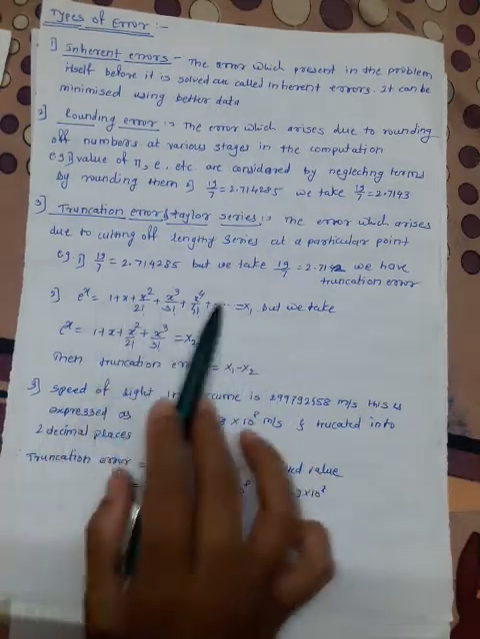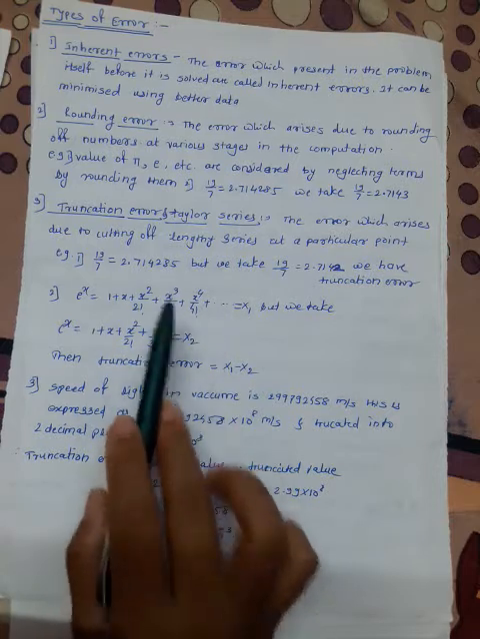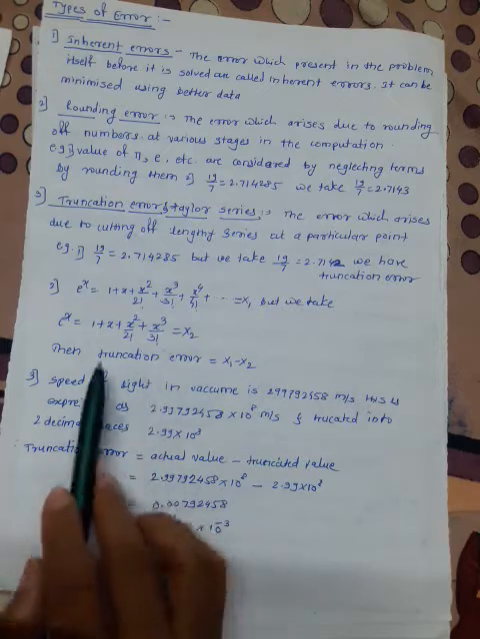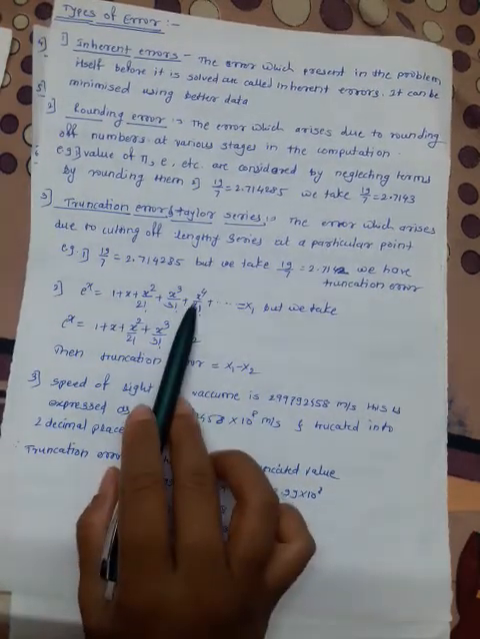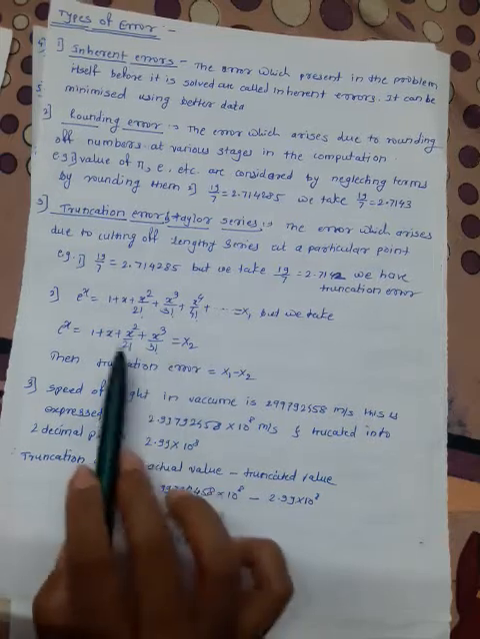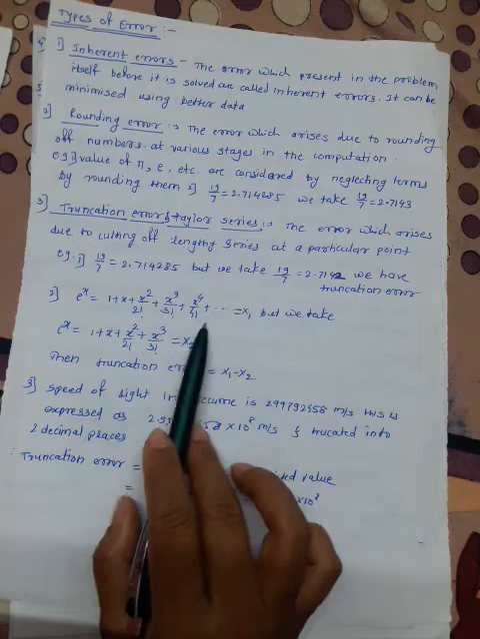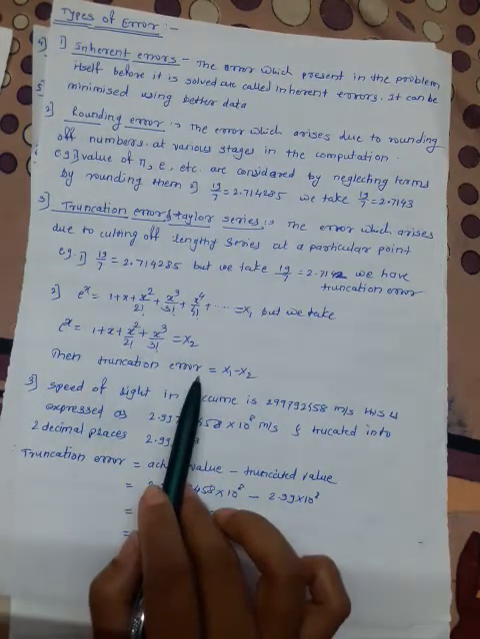Suppose this is x1 and this is x2, and obviously the infinite series is the bigger one than this. That's why the difference between these two is nothing but the truncation error. Actual value minus approximate value, same definition. And in this particular example we are using a series of numbers. That's why it is called the truncation error.